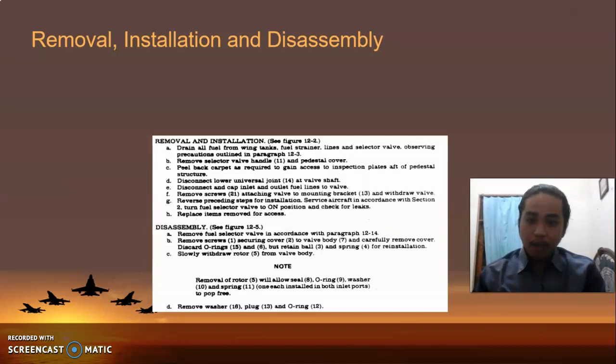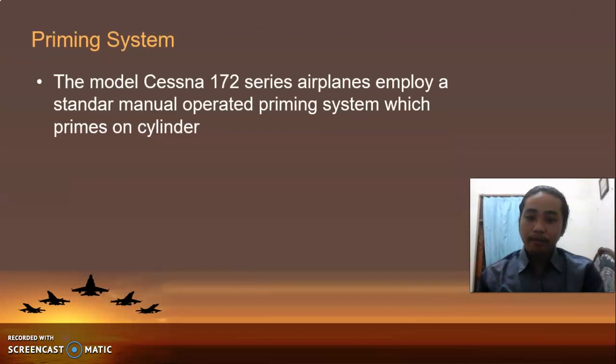A. Remove the fuel selector valve in accordance with the paragraph. B. Remove screws securing the cover to the valve body and carefully remove the cover. Discard O-rings and retain the ball and spring for reinstallation. C. Slowly withdraw the rotor from the valve body. D. Remove washer, plug, and O-ring.